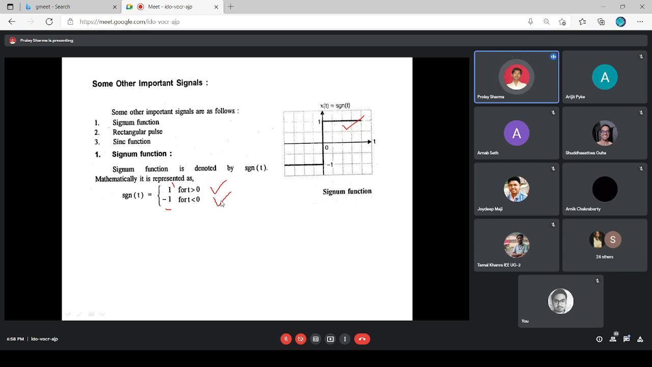Some other important signal except this test signal, one is called signum signal. Signal is composed of two unit impulse signal but in the opposite way. When t greater than 0, amplitude is +1. When t less than 0, amplitude is -1 in case of signum function. It is a very popular, very useful function in the communication field to obtain the SSBSC modulation, single sideband suppressed carrier modulation. Signum function is used. So we will see later.